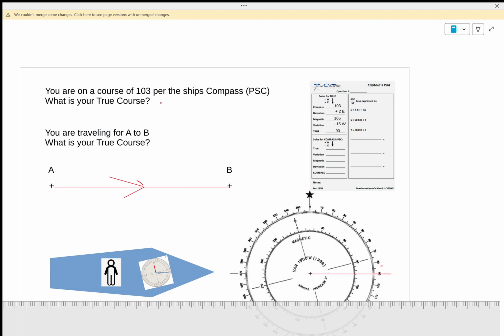So one way of finding true course is you're given the course per ship's compass, and you use the captain's pad. The other way is that they give you two locations. You just draw a line, bring it down to your chart's compass rose. It's not the same thing as your ship's compass. It's the compass rose on your chart, and measure the true. Thank you very much.